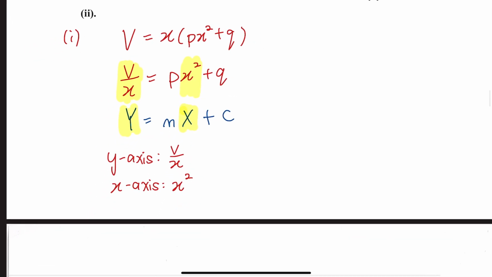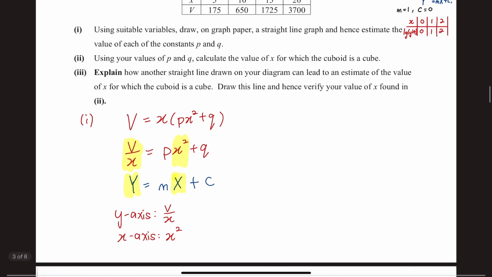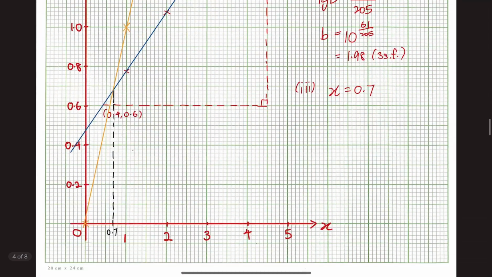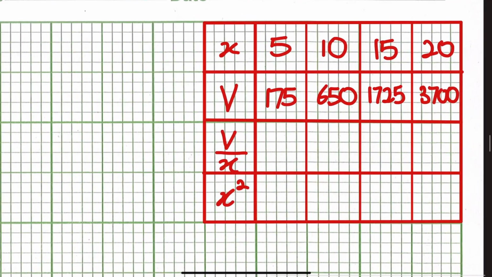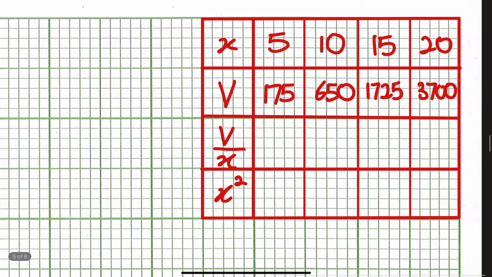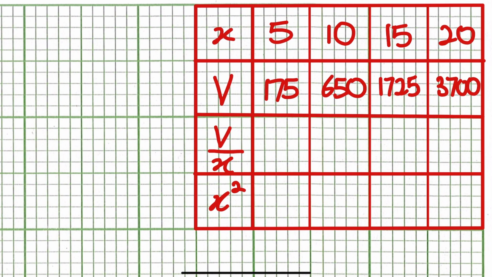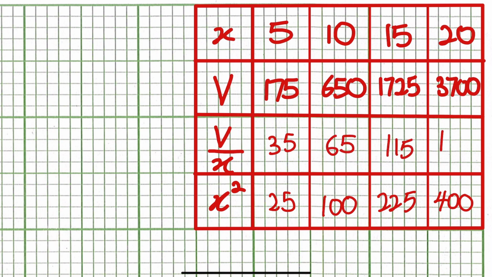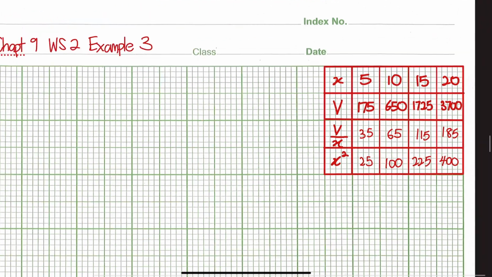Okay, so over here, now I will move on to draw my table of values. So you should be able to get your table of values from here. The question here, I have x and V. I must find the corresponding V over x and x squared values. So by calculation, I already calculated the values, so I should get 25, 100, 225, 400 here. Then V over x will be simply 35, 65, 115, and 185. Okay, so these are my table of values.